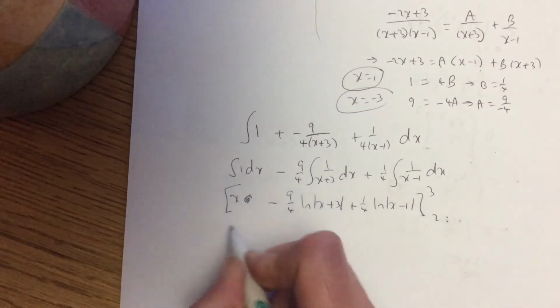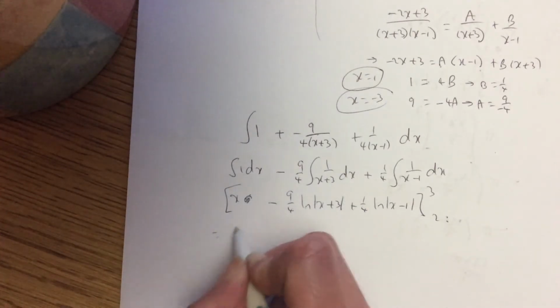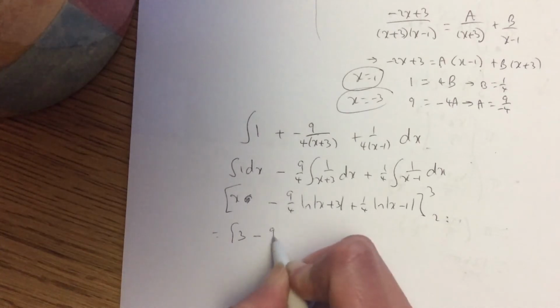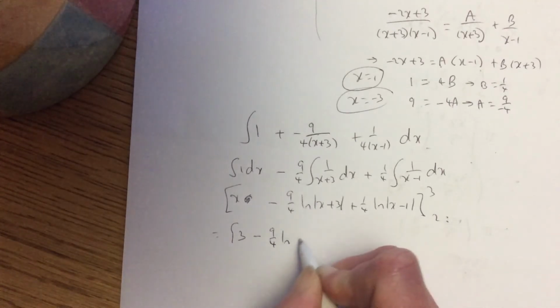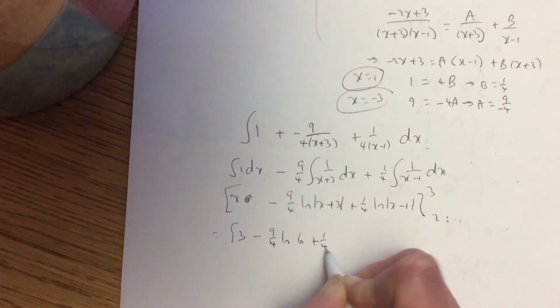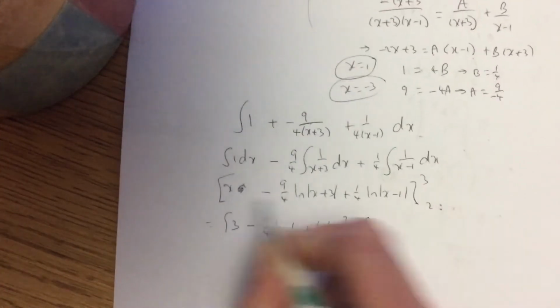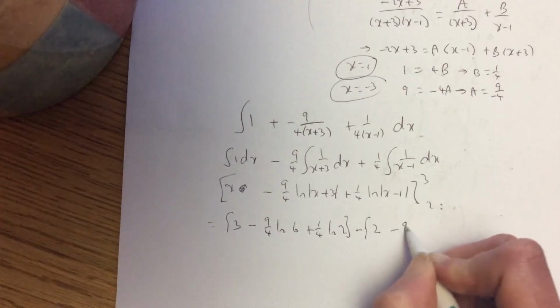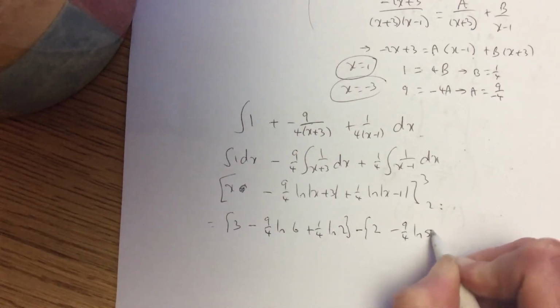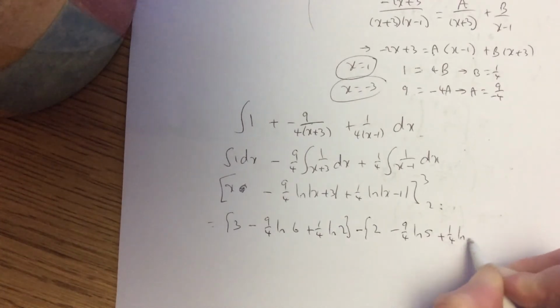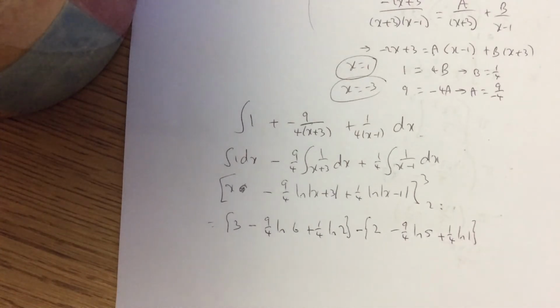So putting in 3, so it's going to be 3 minus 9 over 4 log 6 plus 1 over 4 log 2. Then sub in 2. So it's 2 minus 9 over 4 log 5 plus a quarter log 1. And just putting that into the calculator.